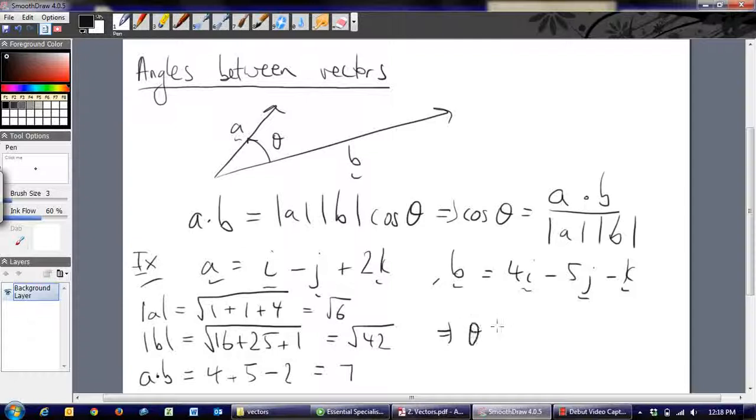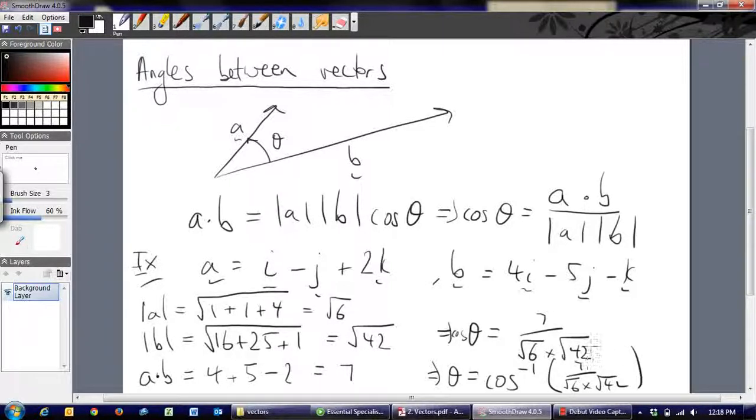So therefore, the angle theta will be equal to, I'll just do cos theta first, just to not confuse anyone. Cos theta is equal to A dot B, which is 7, over the magnitude of A, which is root 6, times the magnitude of B, which is root 42. I'm not going to do it on the calculator, but you can easily do it. Theta is equal to the inverse cos of all that from before. Just do that on your calculator and you'll get your angle between those two vectors.